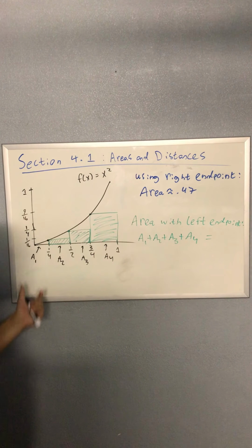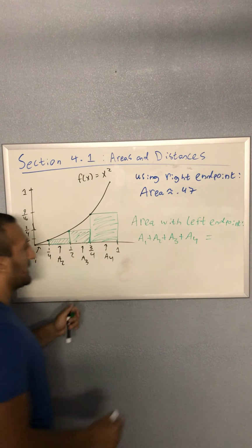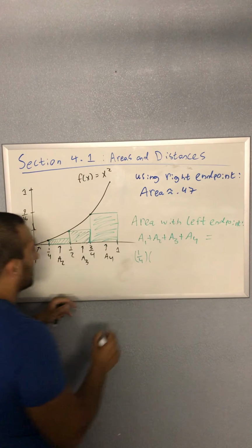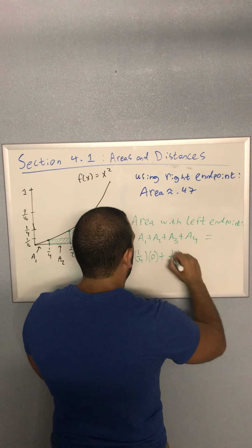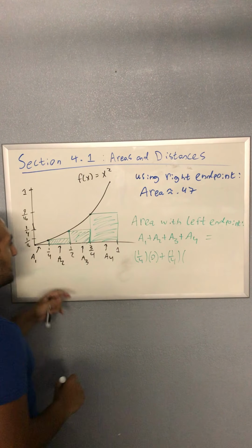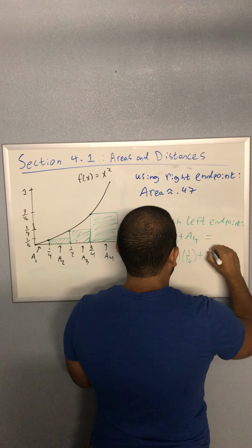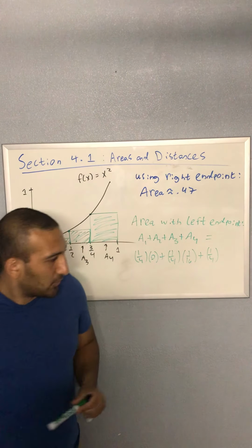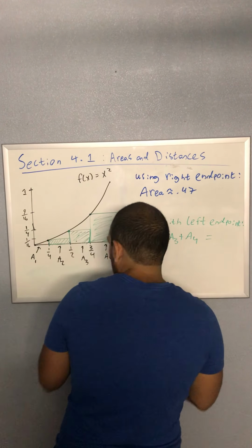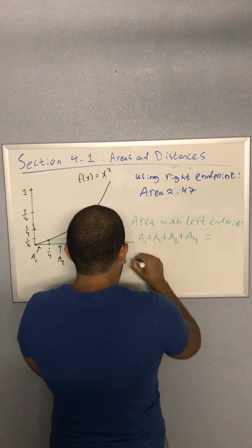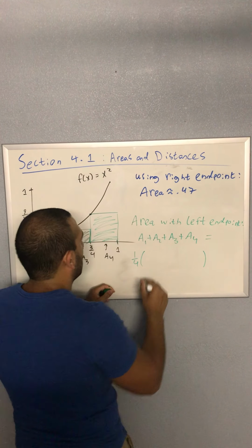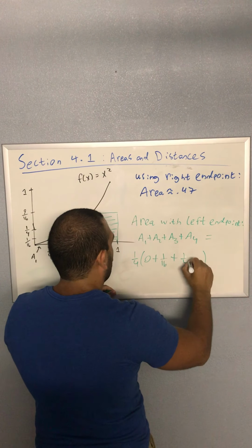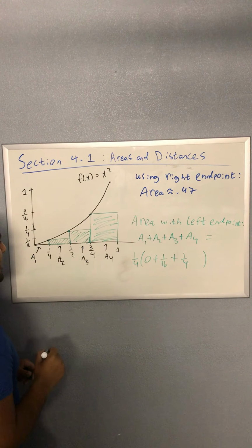And then again, that's just the width of each of these, so the base, 1/4 times the height. Again, this height here was 0. And then again, the width of 1/4 times the height of 1/16 plus 1/4. Do you see how this 1/4 keeps coming here? So maybe now you see the trick. We can erase this and just do 1/4, and then it's just going to be the sum of the heights. So 0, a 16th, a 4th, and 9/16.